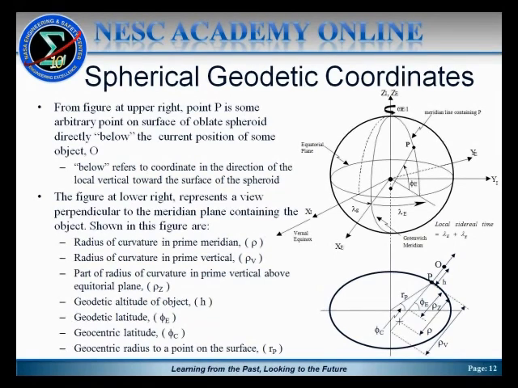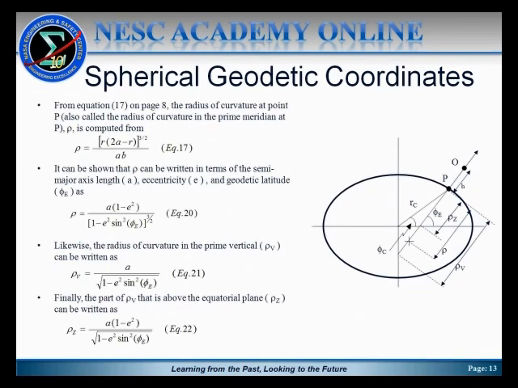And then also the geodetic latitude, again, is phi sub e, as shown there, and the geocentric latitude is phi sub c, as shown, and the geocentric radius to a point on the surface is r sub p. All those terms are important because we'll be deriving equations for those, and it's trying to make it clear which parameters we're referring to and how they are actually visualized on the oblate spheroid geometry.